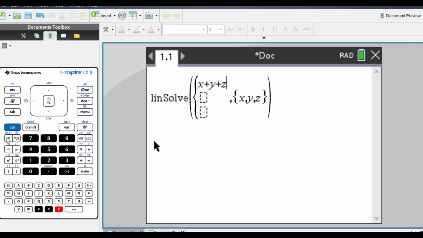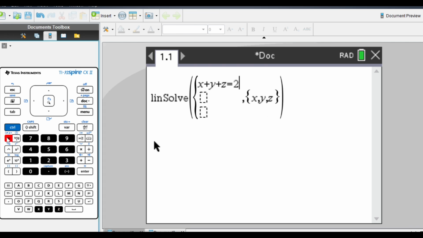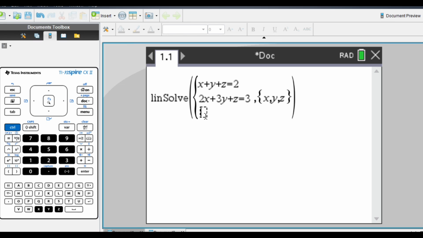Now it gives you the 3 spots where you can put your equations. Again, they don't need to be in order, but it just so happens that these are. So we put them in. We press enter, and it gives you the solution right away, which is x equals -1, y equals 1, and z equals 2.